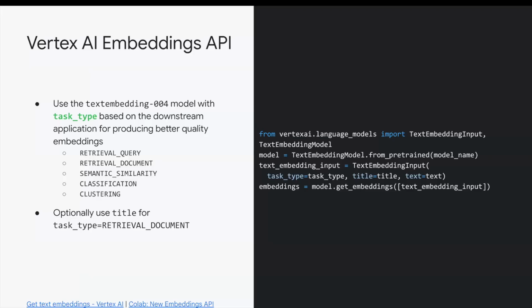Obviously, search being the most famous one, but you can also do just simple semantic similarity. You can cluster different embeddings based on their nearness and stuff like that. In fact, we also have a new task type that is called code retrieval. So in case you're building code-based applications where you want to do RAG over code, you can actually use code retrieval as a task type as well. So task type greatly enhances the accuracy of your embeddings depending on what task you're trying to do.